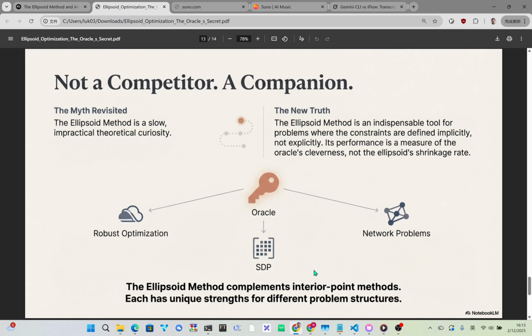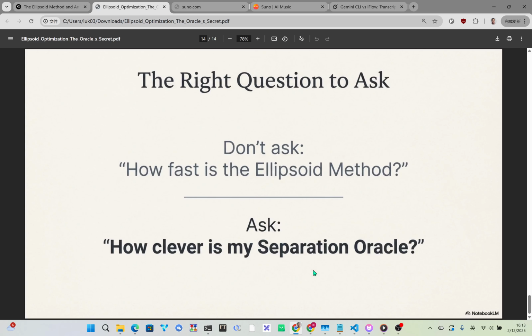And that brings us to the most important realization. We have to stop using the old metrics. The right question to ask is no longer, how fast is the ellipsoid method? The bottleneck is outside the ellipsoid. The real measure of success for these incredibly complex problems is about innovation in those subroutines. So instead, the driving question for modern optimization is this: how clever is my separation oracle? That's where the engineering effort belongs. Inventing an algorithm that, at every single step, knows precisely how to find the one single worst case counterexample it needs to generate the perfect cut.